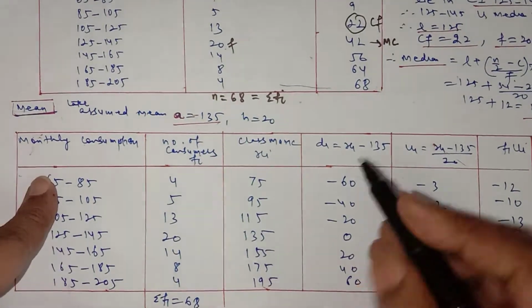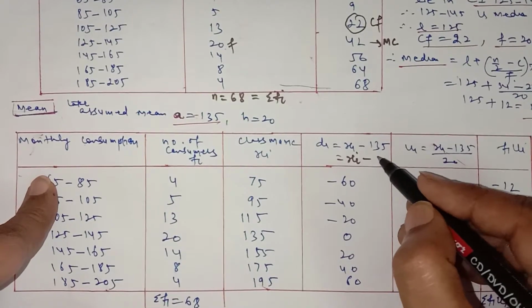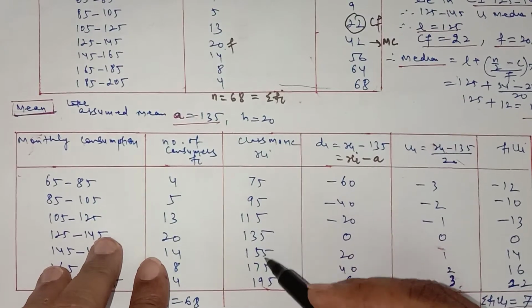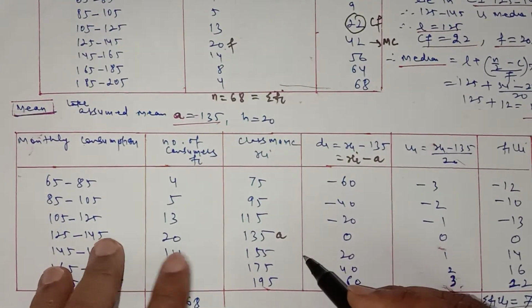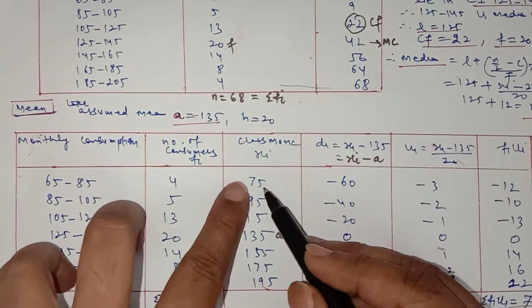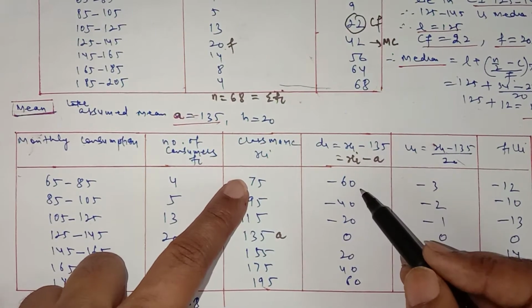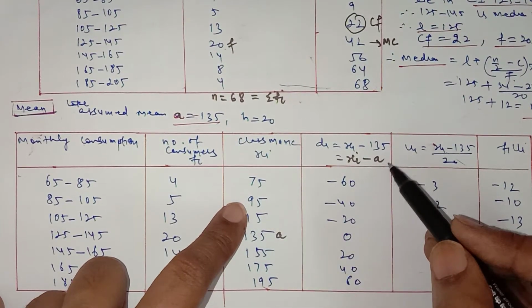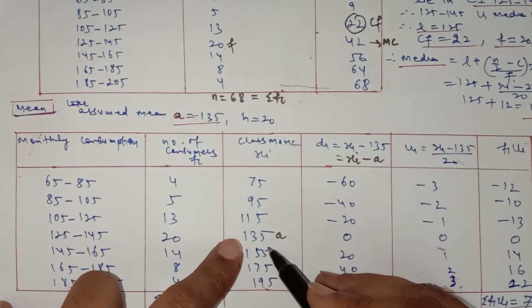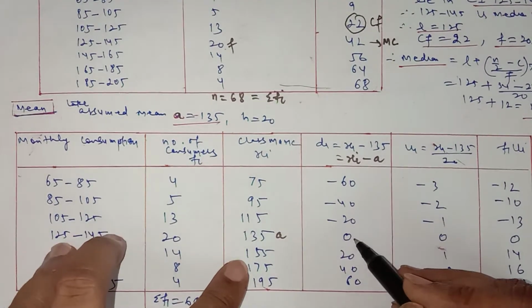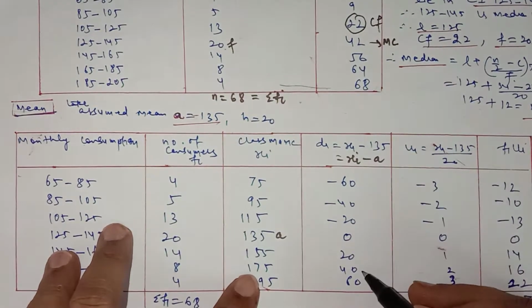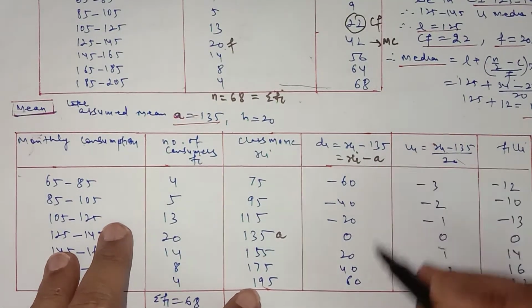After that, you have to find di, which is equal to xi minus assumed mean, and the assumed mean is obtained from the class marks, that is xi, 1 2 3 4 5 6 7. So exactly the middle one will be taken as the assumed mean, that is 135. So xi minus 135: 75 minus 135 is equal to minus 60. 95 minus 135 is equal to minus 40. 115 minus 135 is equal to minus 20. 135 minus 135 is equal to 0. 155 minus 135 is equal to 20. 175 minus 135 is equal to 40, and 195 minus 135 is equal to 60.